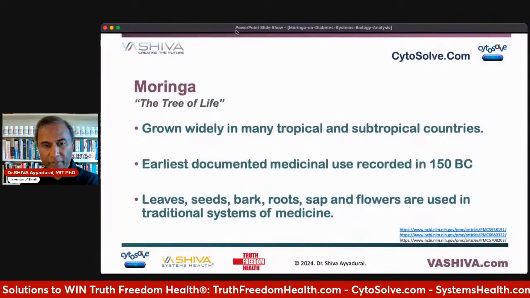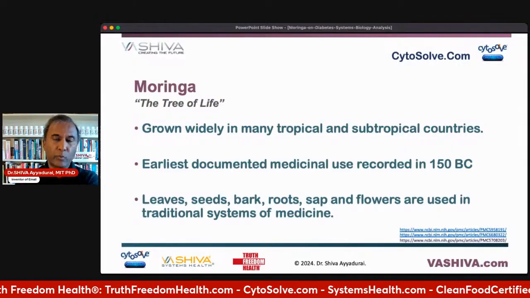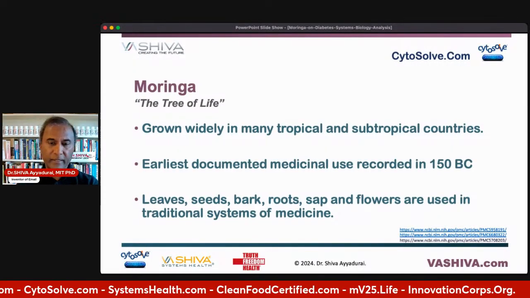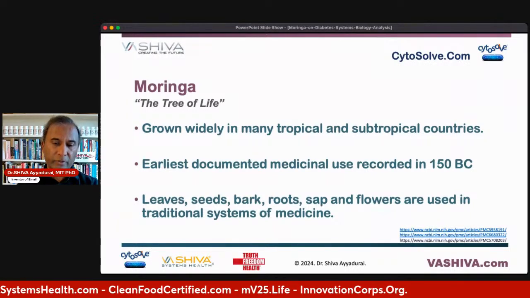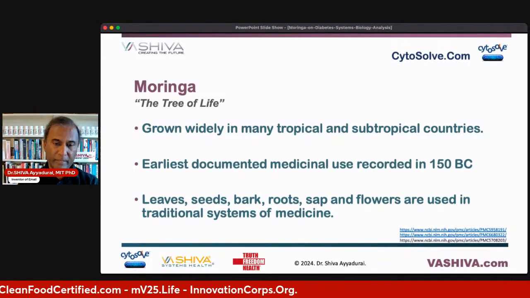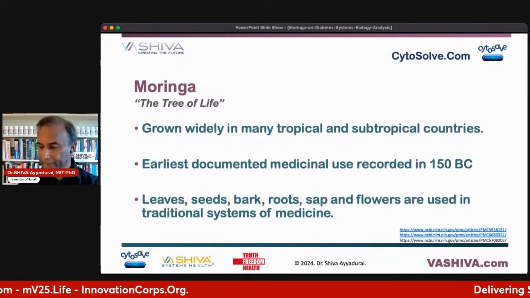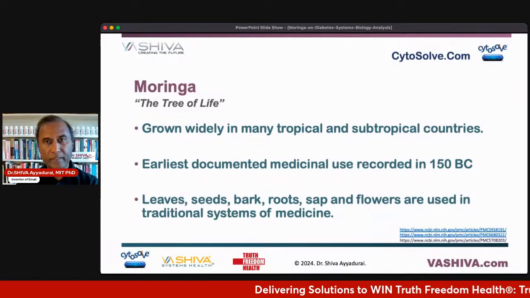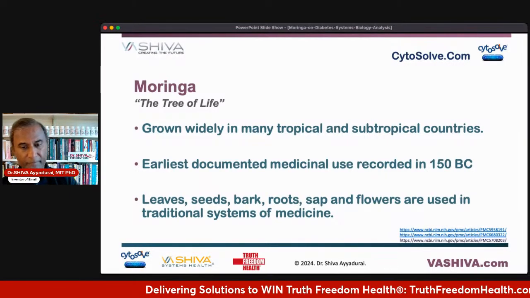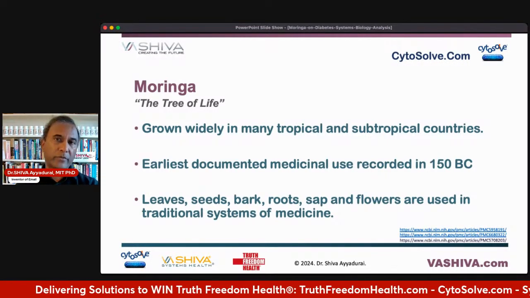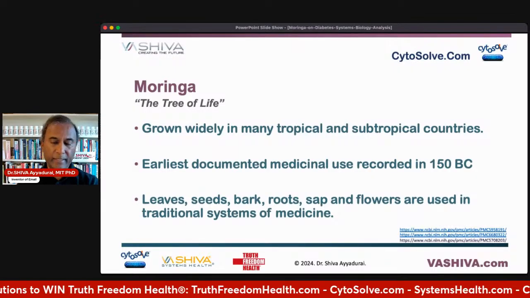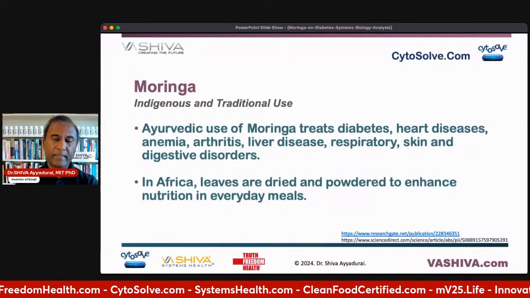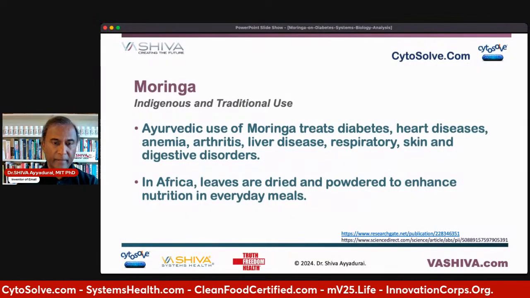So let's talk about Moringa. First of all, it's known as the tree of life. It's widely grown in many tropical and subtropical areas. The earliest documented medicinal use of it is in about 150 BC. Now, what's interesting is with Moringa, they use every part of it, the leaves, the seeds, the bark, the roots, the sap even, the flowers, and they're all used in traditional medicines in very, very specific ways. So it is known as a tree of life. In fact, the World Health Organization said this single tree can probably save humanity.